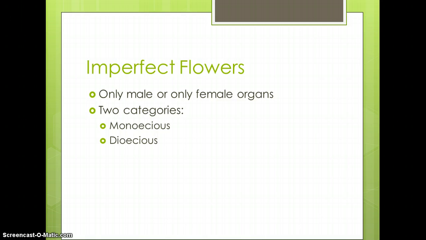On to the imperfect flowers. The imperfect flowers are the opposite of the perfect flowers. They either have male parts or female parts. But there are 2 categories for imperfect flowers. There's monoecious and dioecious.